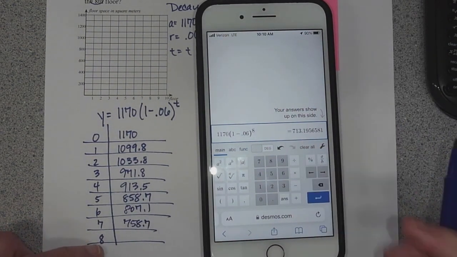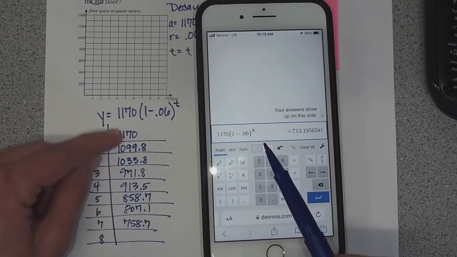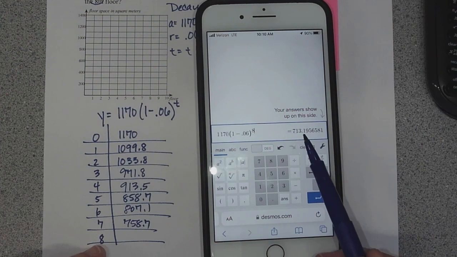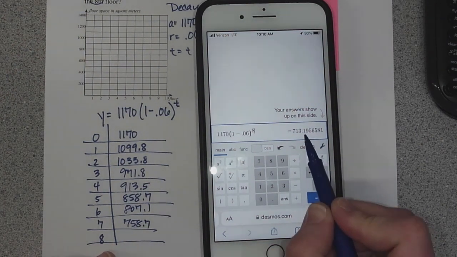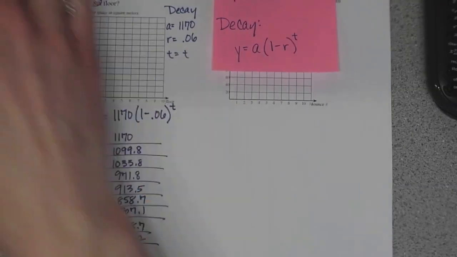And of course, if they had just asked the question, we could have just started with an exponent of 8. We wouldn't have needed all these values. The only reason we need these values is because we're building that graph, okay? So 713.2. And then we're just going to graph it.